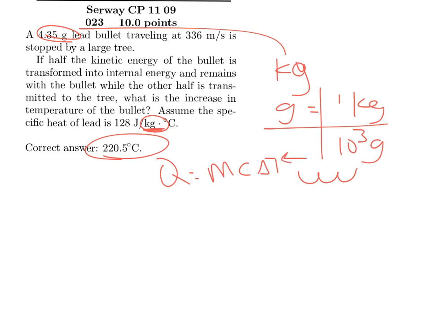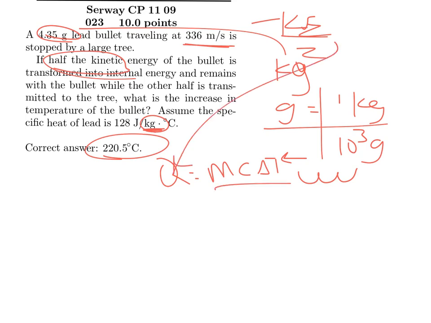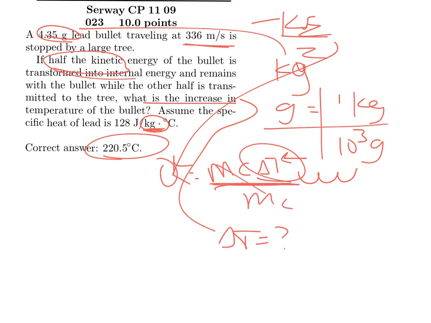Okay, half the kinetic energy of the bullet, so you'd have to first get this kinetic energy over 2, and that goes into the heat equation. And what are we solving for here? What is the increase in temperature? So you're looking for delta T equals question mark. So you're solving for this guy right here. How do you get rid of M and C? Well, they're all multiplying, so you would just divide by MC. Okay, cool. It's kind of a tricky problem, but it's not that bad.